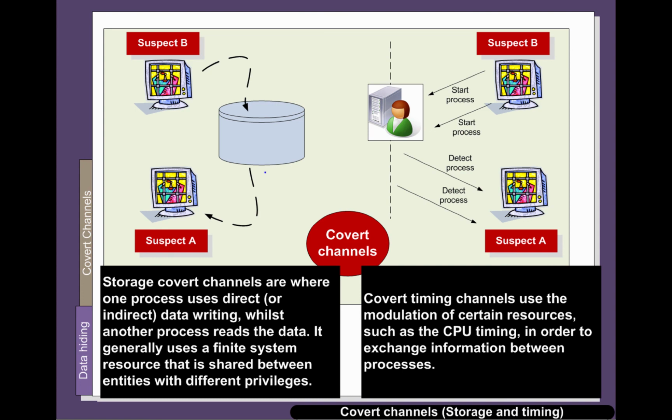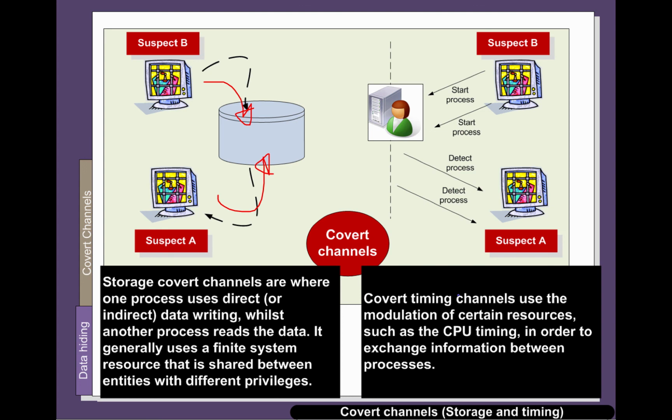The two main methods we can use for this are, first, a storage channel. What we can do is write some data which can be picked up. We can store the file on a system where both suspects have access to it. So I could put a message there, and then that message could be read by the other person.